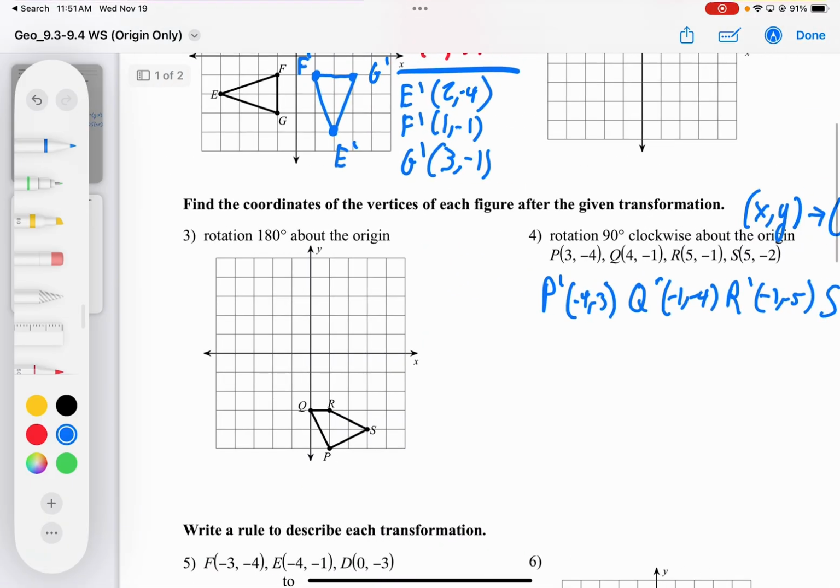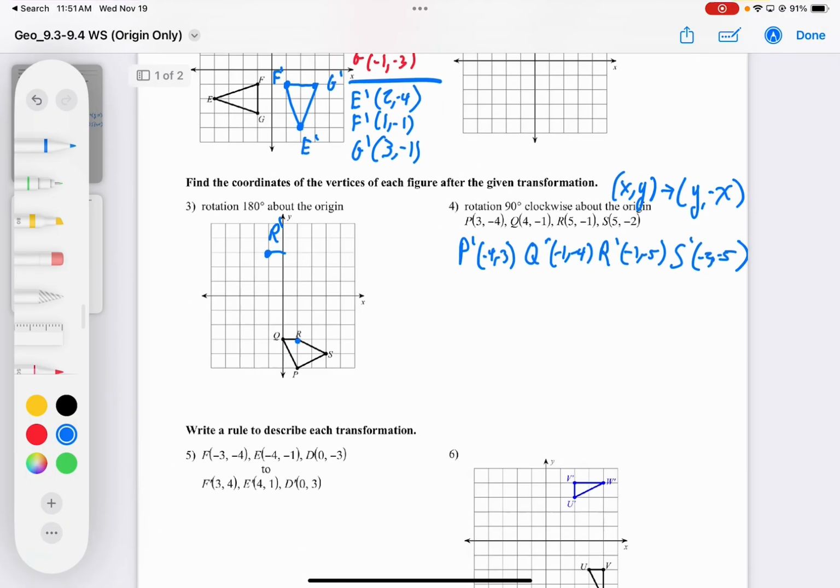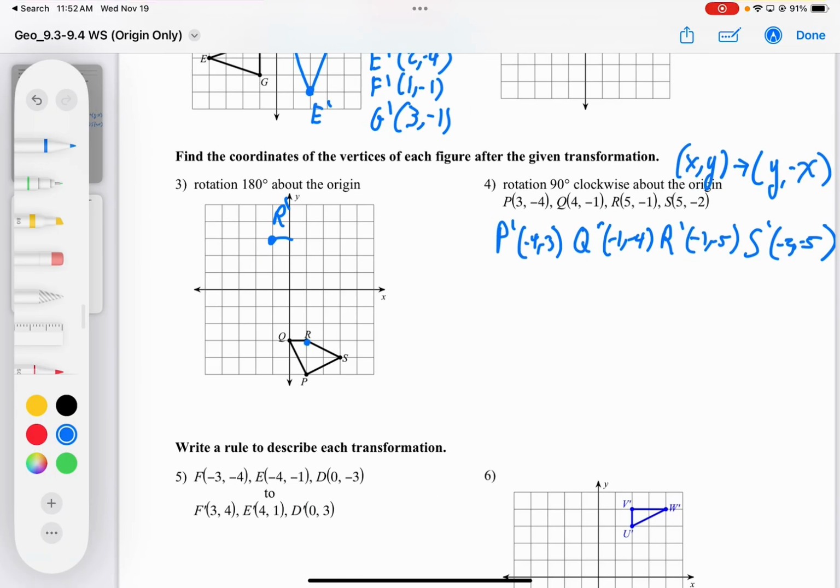Any others that you particularly want to see? Carter, for number 3, that's a rotation of 180 degrees. You see how it doesn't say counterclockwise or clockwise? It's because it doesn't matter. It's the same rule. All I would do is change the sign of each one of my values. For example, R right now is at 1, -3, so you just change it to -1, +3. So -1, +3 would be right here, and that would be where R prime is. Okay, that one's easy. Yep. I think that's really all I wanted to go over.